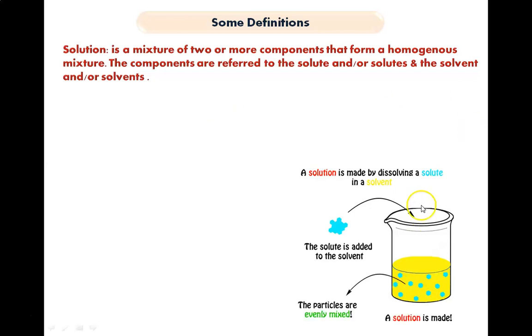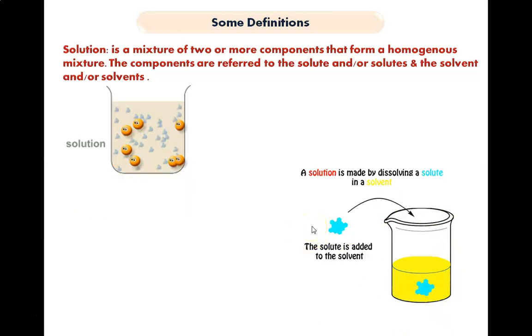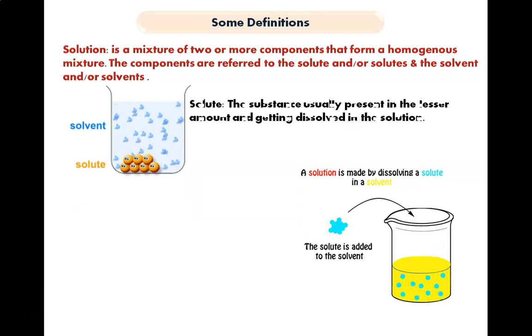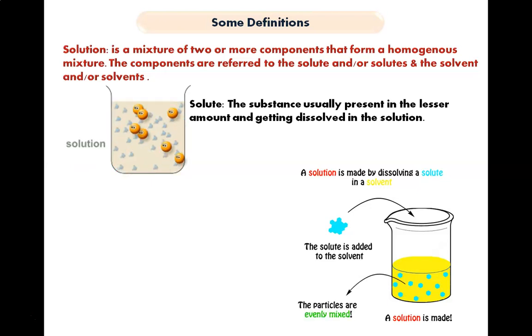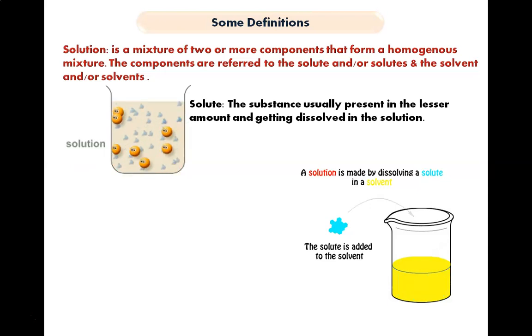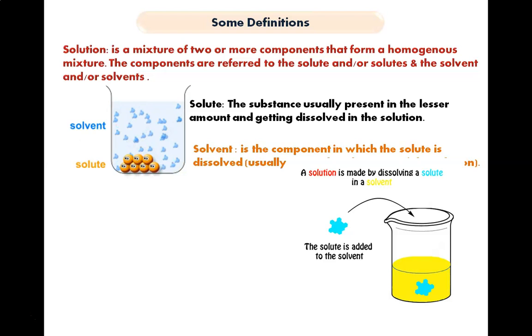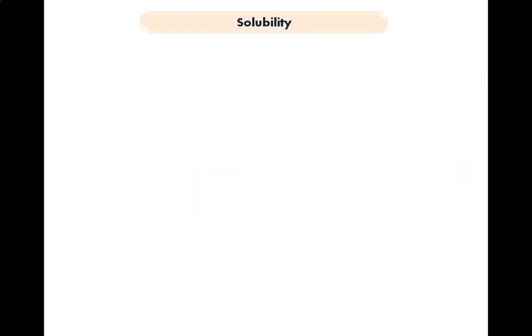So a solution is a mixture of two or more components that forms a homogeneous mixture. Okay, clear? Over here, in the diagrammatic representation, the solute is added to the solvent. Then it is uniformly distributed among the solvent and forms a homogeneous mixture, and ultimately the solution is made. Now, the concept of solute and solvent. Again, the solute is the substance usually present in the lesser amount and getting dissolved in the solution, and the solvent is the component in which the solute is dissolved, usually in a greater amount.